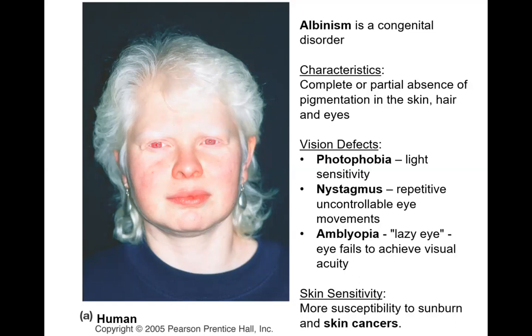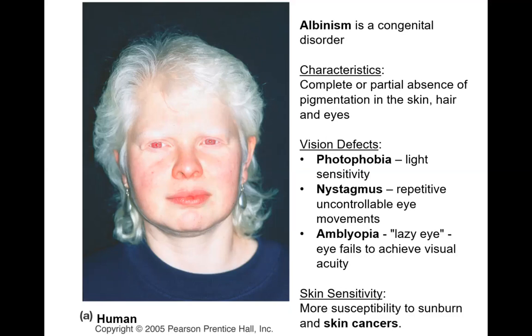Another one is nystagmus, which is repetitive, uncontrollable eye movement. So you see the eyes shifting left and right repetitively, almost in an uncontrollable manner. Amblyopia is commonly known as lazy eye, where one eye fails to achieve visual acuity, so they have trouble seeing images in focus. And they also tend to have skin sensitivity because they don't have much melanin on their skin. They are much more susceptible to sunburn and skin cancers as well.